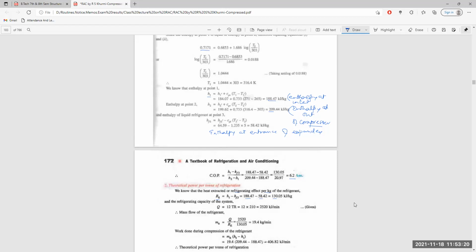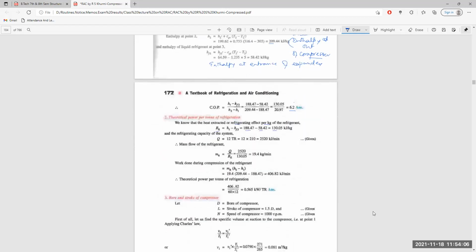And the refrigerating capacity of the system is given as 12 metric ton. This 12 is multiplied by 210 to get 2520 kilojoule per minute. So this amount of refrigeration we have to create, by using the equivalent amount of refrigerant throughout the system, which is given by the ratio of the refrigerating capacity divided by the refrigerant effect created per kg of the refrigerant. By division we get the mass flow of the refrigerant throughout the system as 19.4 kg per minute.